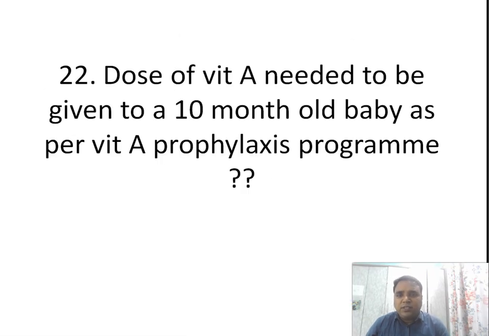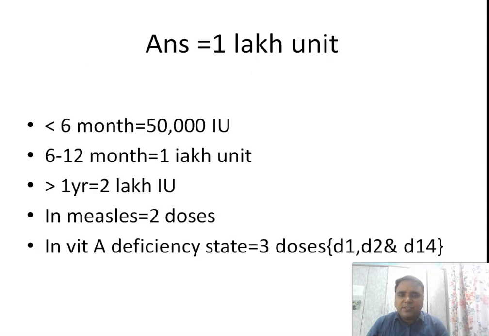Next, what is the dose of vitamin A to be given to a 10-month-old baby as per the vitamin A prophylaxis program? The answer is 1 lakh units. To add something, for a baby less than 6 months, the dose of vitamin A is 50,000 IU. If the infant is 6 to 12 months old, then the dose is 1 lakh international units. If more than 1 year old, then the dose is 2 lakh IU.